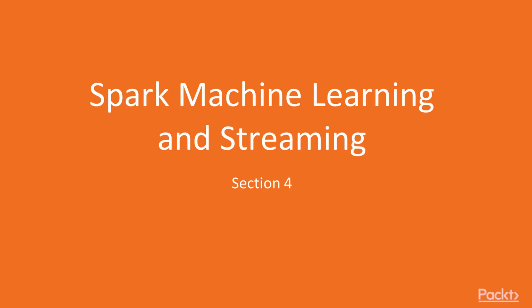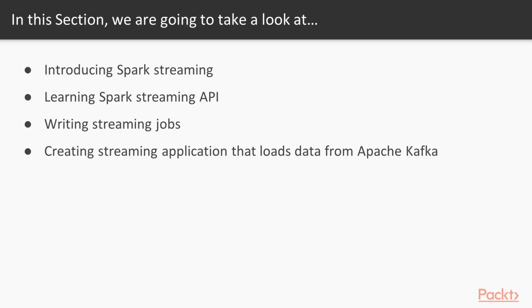Welcome to the fourth section of our course. In this section, we'll be looking at Spark Machine Learning and Spark Streaming. So we'll be introducing Spark Streaming and the streaming world of processing events. We'll be learning the Spark Streaming API to write streaming jobs. We'll write a couple of production-ready jobs that could be used in real production systems.